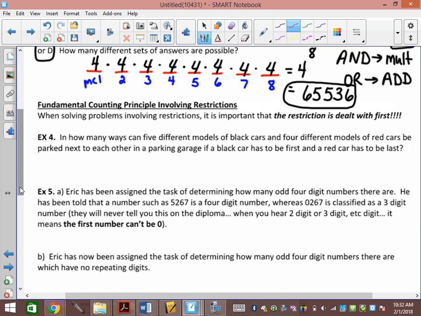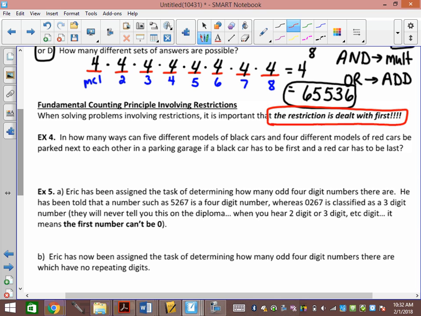Restrictions means, like when I said to that question, the first question, the answer has to be A. If I did that, there would be a restriction, right? It's not open that they're all the same. When solving problems involving restrictions, you must deal with the restriction first. You must. Anything that doesn't have a restriction, you deal with last. Anything with a restriction, you deal with first.